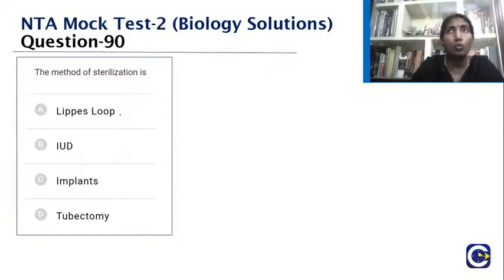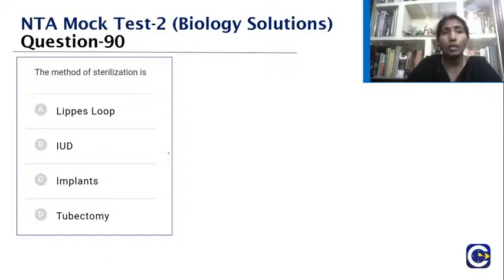Lippes loop, IUD and implants are all temporary methods which offer contraception. From the Lippes loop or IUD, the substances produced, either hormones or some metals, have a spermicidal effect, or they do not allow endometrial formation or penetration, or fusion of the ovum and sperm. That is why we call them intrauterine devices.